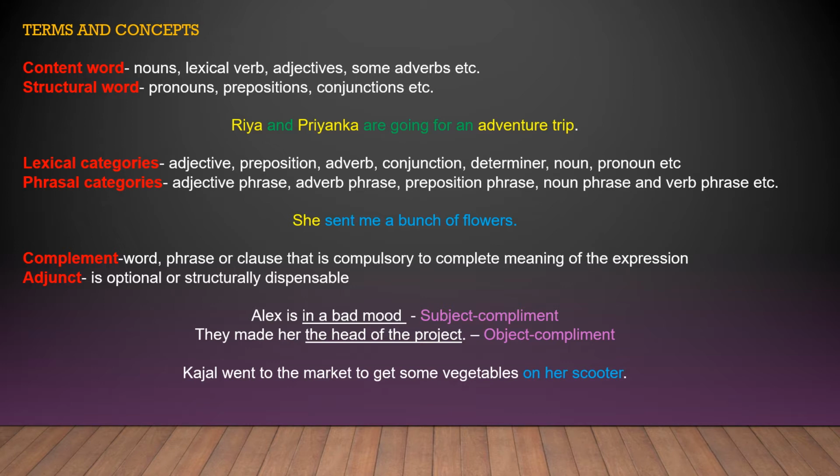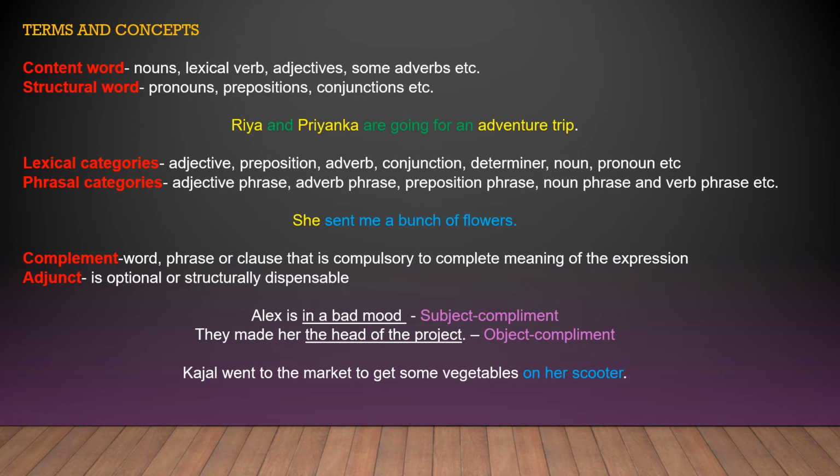So now we have structural words. The words in green are structural words. You'll notice that these words are more important in terms of grammatical structure of a sentence. These words have little substantive meaning, but they are important in connecting the content words in a grammatical structure. So these are more important in terms of grammar, and content words are more important in terms of the meaning or the content of the sentence.